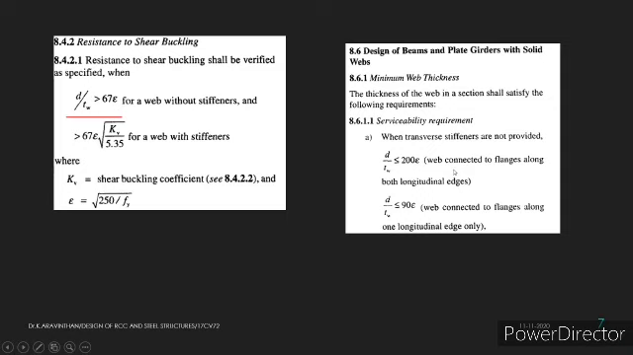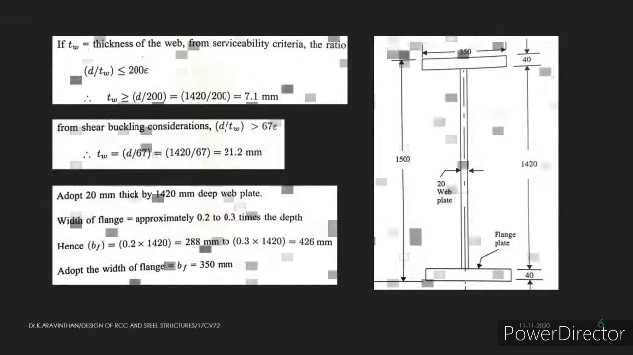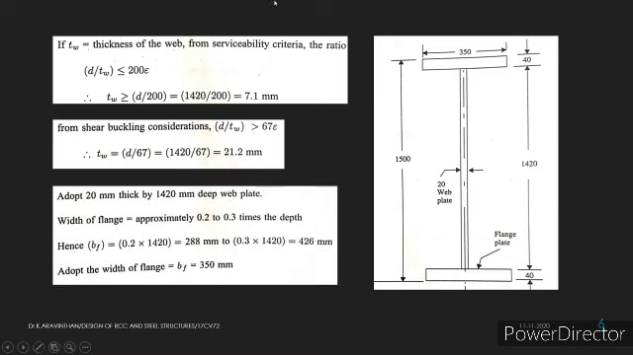If the web is connected to the flange along one longitudinal edge only, there is a different condition. We have both longitudinal edges connected to the flanges, hence we are going for this condition. By using these two clauses, we arrived at the earlier thickness of the web. You can see we have considered only two conditions, the serviceability criteria and the shear buckling condition, to arrive at the thickness of the web plate.